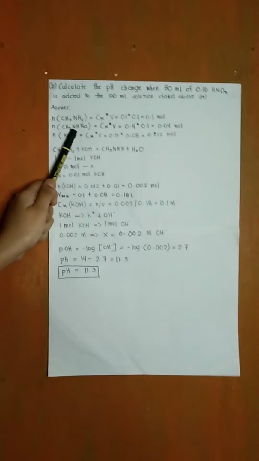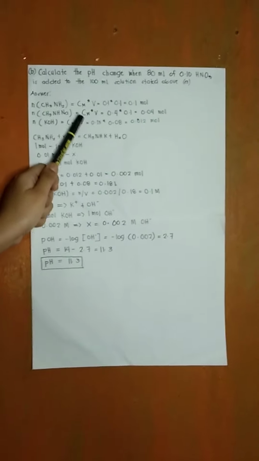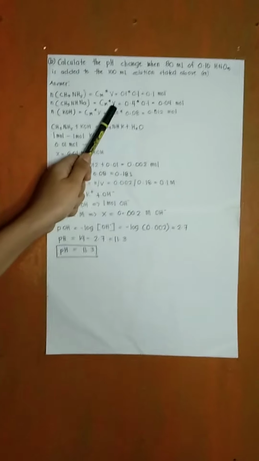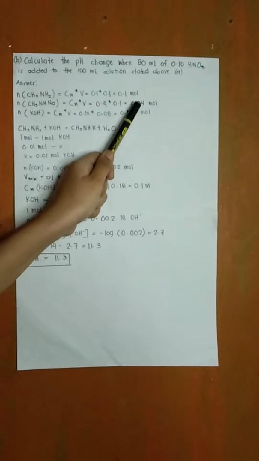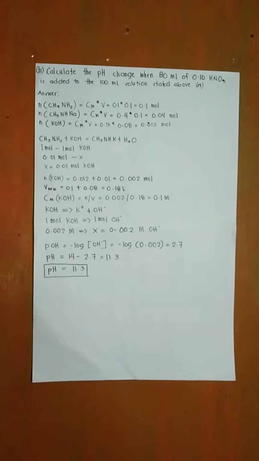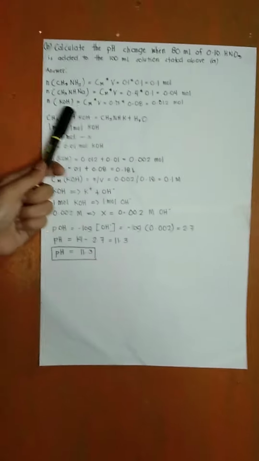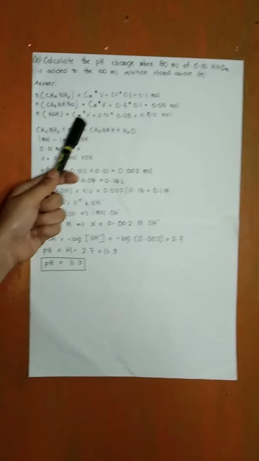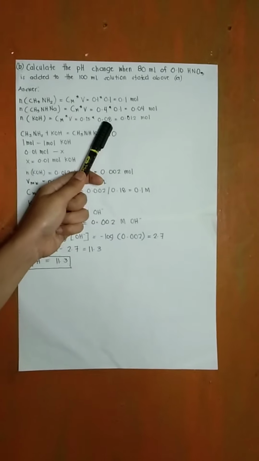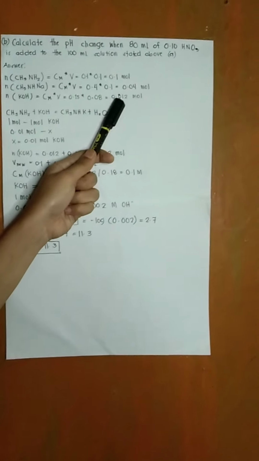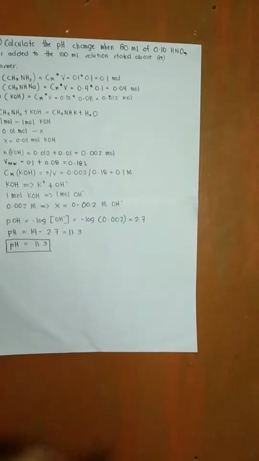N of CH3NHNa equals Cm times V, or volume, equals 0.4 times 0.1 equals 0.04 mole. N of KOH equals Cm times V equals 0.15 times 0.08. The answer is 0.012 mole.